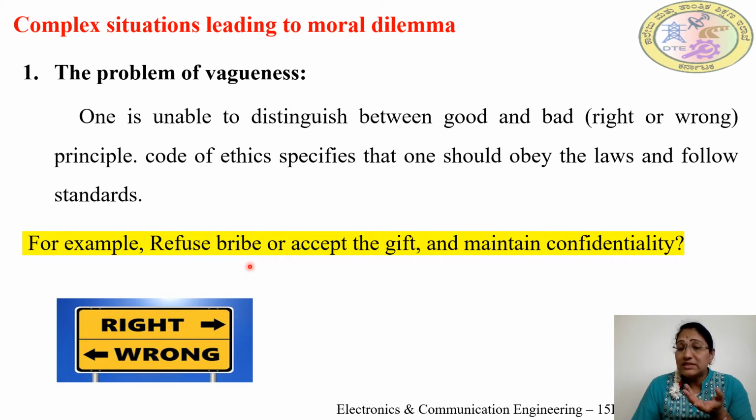So this is actually morally not good, but due to pressure you may be in a situation whether to give the bribe or not, whether to accept the gift from the supplier or not. So you will be in a dilemma state, which is good or which is bad. So you will not easily decide this. So this situation is called the problem of vagueness. So I think this example is clear for this situation.